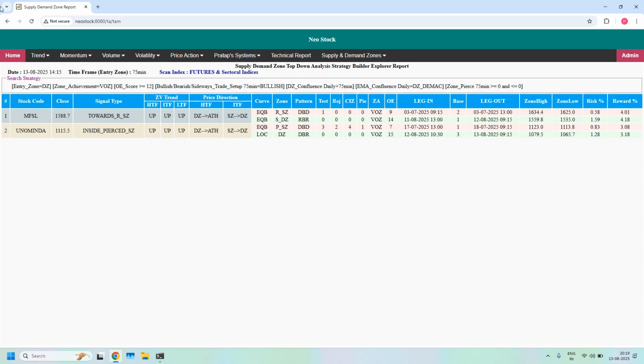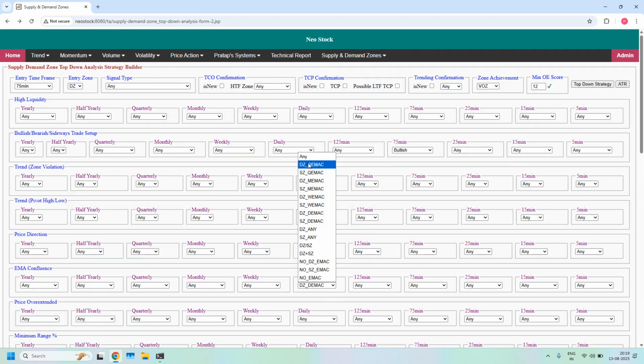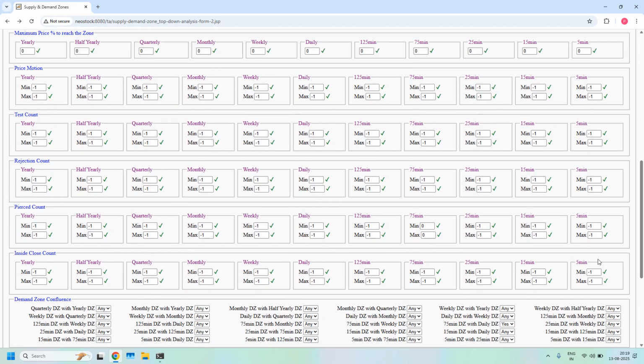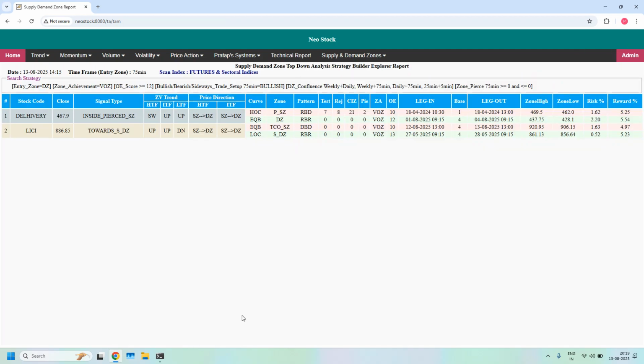Okay, next LTF, ITF, HTF demand zone confluence related filters. Removed EMA filter. Demand zone confluence, 3 filters we have to set. First one already enabled. Next 75 minutes and weekly, daily and weekly demand zone confluence, with all the 3 filters. We got 2 stocks. This 75 minutes demand zone overlapped with daily, both together overlapped with weekly. Weekly trend is uptrend, only 1 stock.